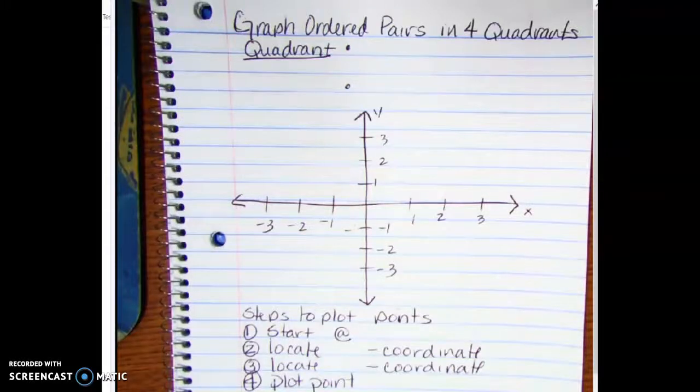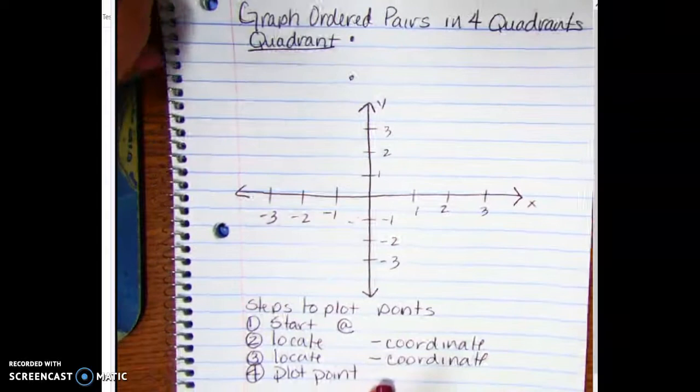So today we graphed ordered pairs in 4 quadrants. Now yesterday we worked on just the first quadrant, which was quadrant 1, and I had said that those are all positive numbers. So we're going to do a little bit more explaining here. Hopefully this will be helpful.